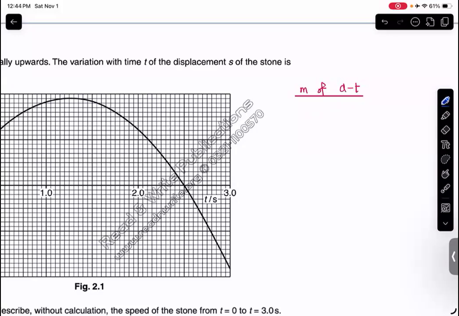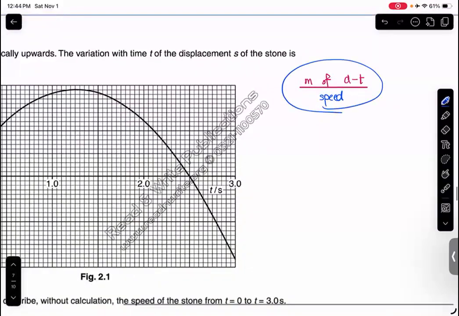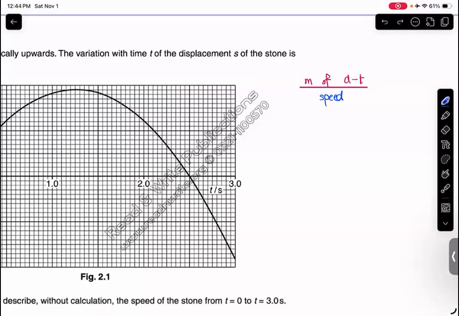Is it the speed? Speed, absolutely. The slope of a distance time graph is going to tell me speed. That's a very, very important piece of information. That's like one of the most basic things with kinematics.